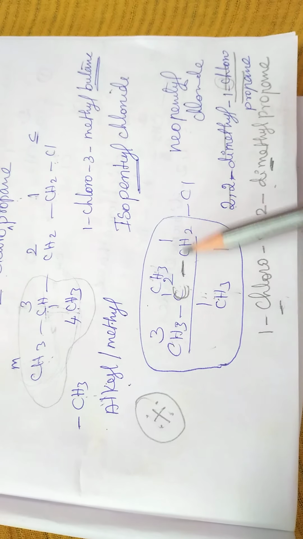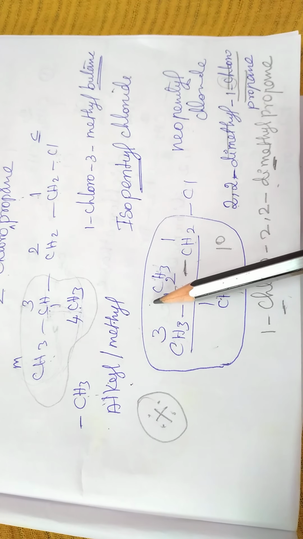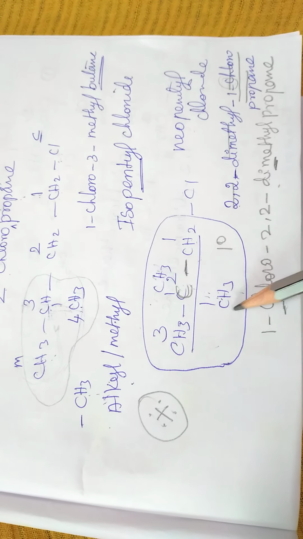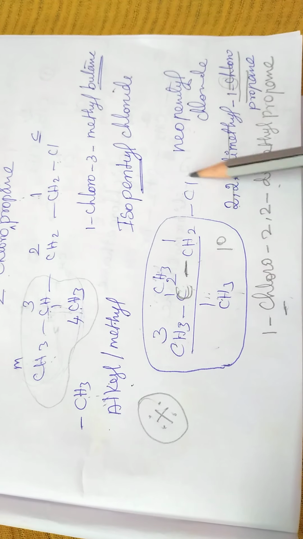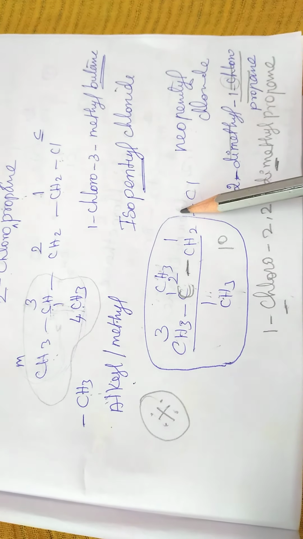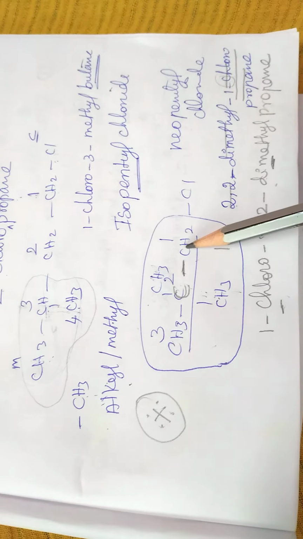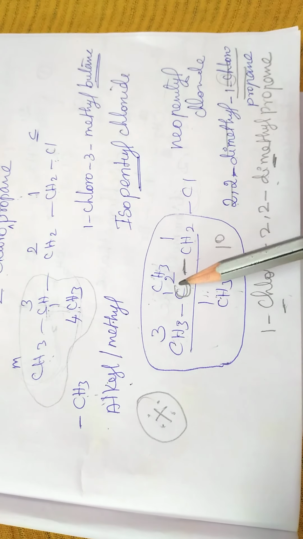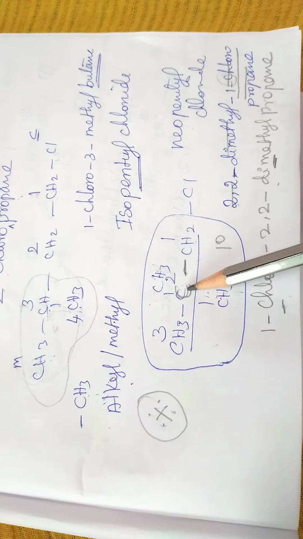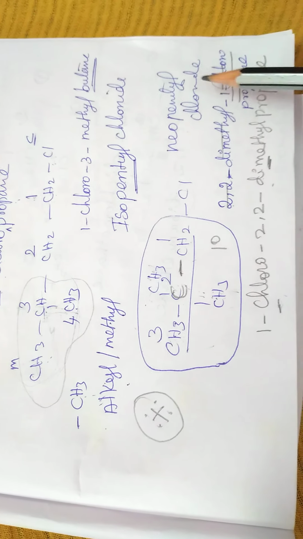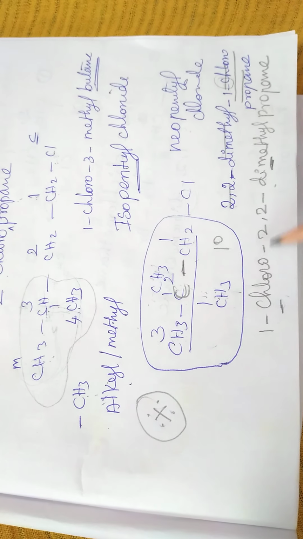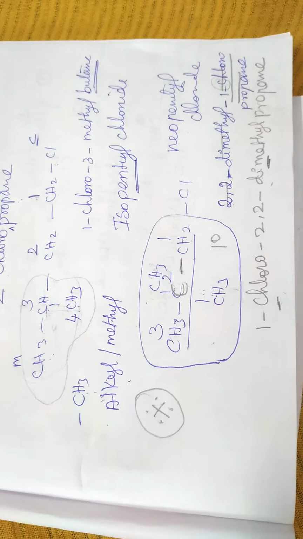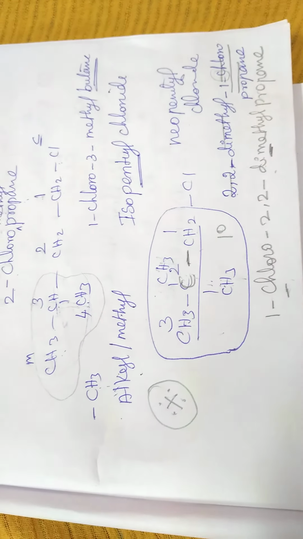1, 2, 3. Why are we not numbering from here, 1, 2, 3? The reason is that where the halogen is present, our functional group is present. From there only we have to start. So 1, 2, 3. First carbon chlorine, second carbon 2 methyl groups. So we are getting the name 1-chloro, 2 comma 2 dimethyl propane. Is it clear, children, up to this?